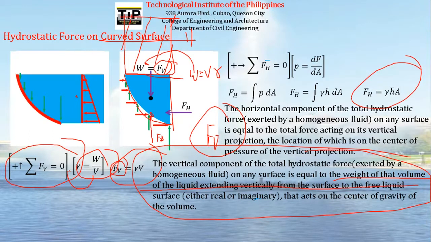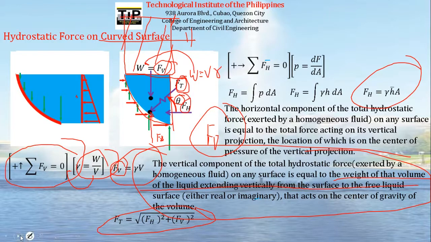If we computed the values of F sub B and F sub H, we can compute for the resultant F sub T using this equation, which we derived earlier. It's equal to the square root of F sub H squared plus F sub B squared. And then if we want to get the angle between F sub T and F sub H, it's equal to this.